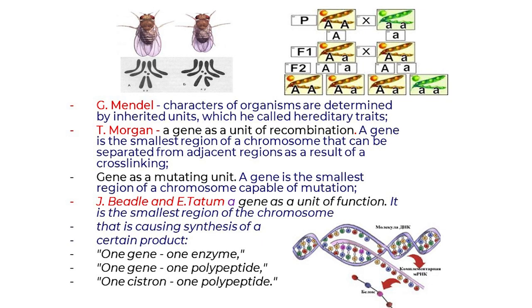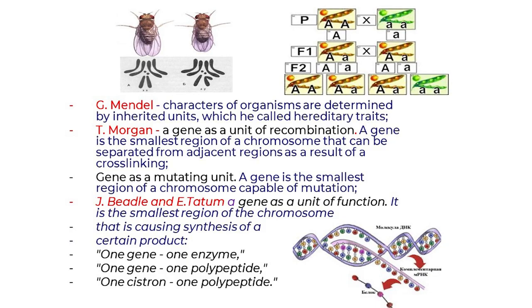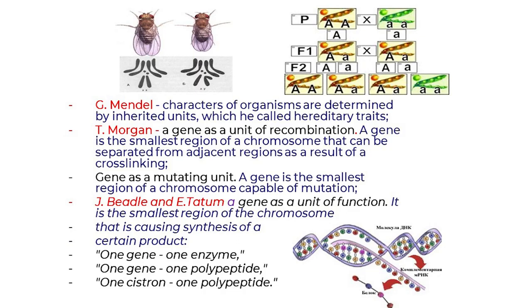It is very difficult to give the exact definition of a gene, but let's try to do it. The first version is Thomas Morgan's version. He described a gene as a unit of recombination. A gene is the smallest region of a chromosome that can be separated from adjacent regions as a result of crossing over. But in this case, a gene is a big fragment of a chromosome.